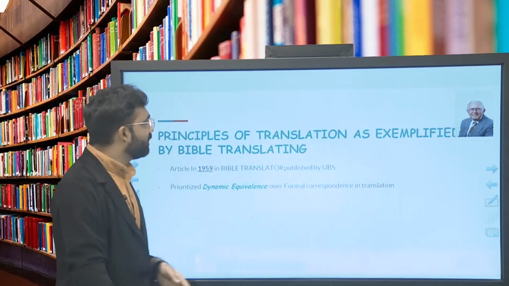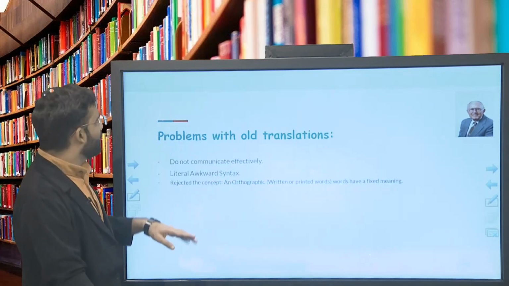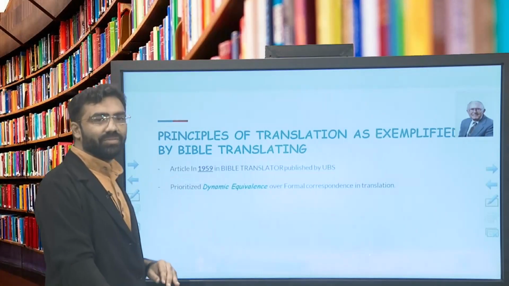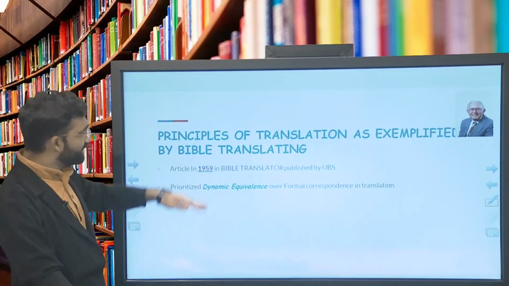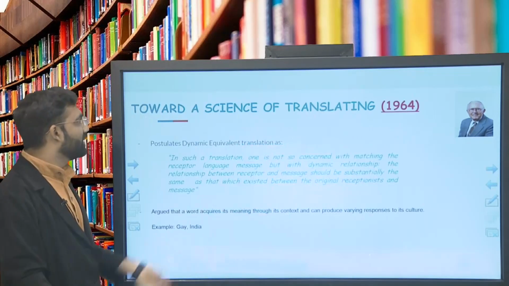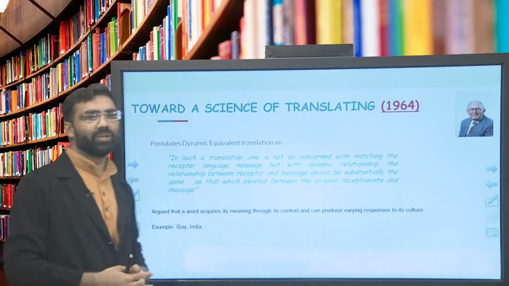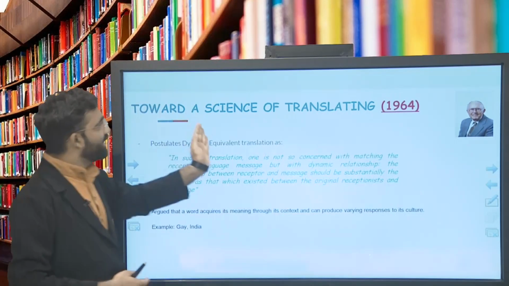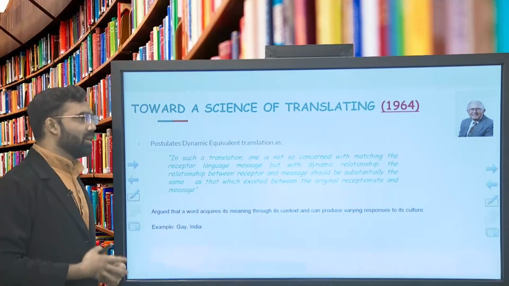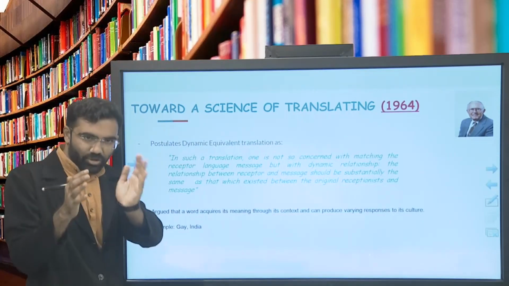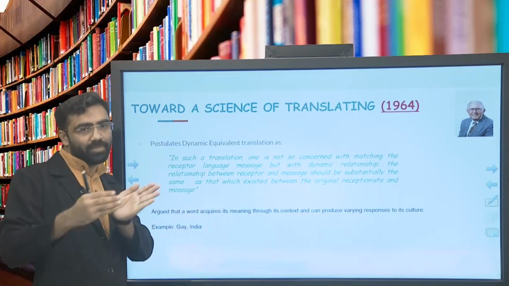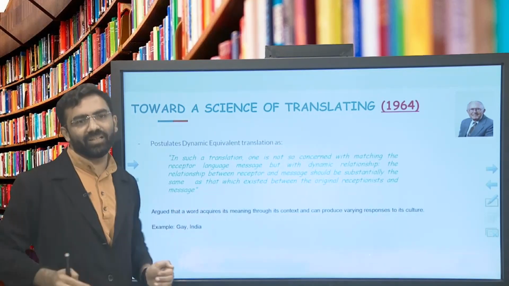In 1959, he comes up with this article, and after a few years, in 1964, he comes up with a text, Towards a Science of Translating. So he considers translation as a science. His model of translation is based on scientific translation.